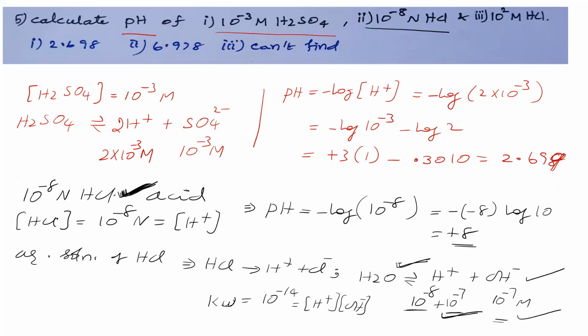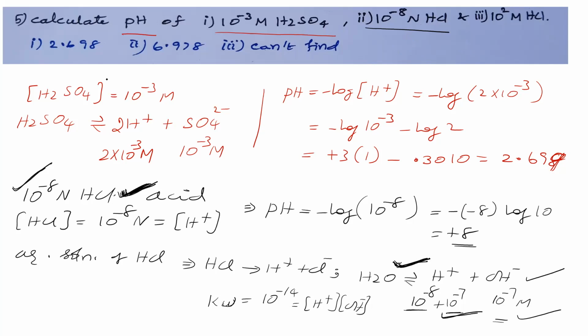In order to calculate the pH of this solution, we have taken 10 power minus 8 normal HCl solution. To calculate the pH of this solution, we are considering this equilibrium.